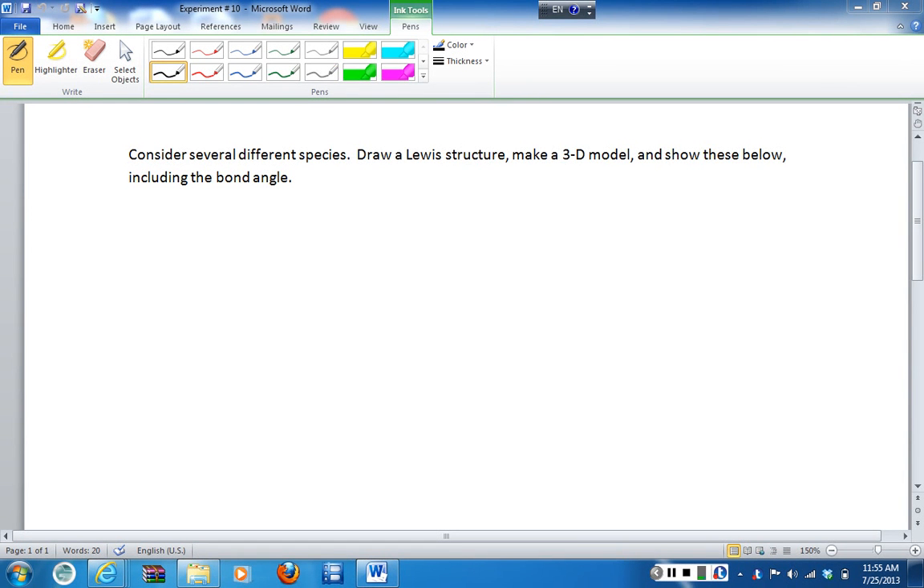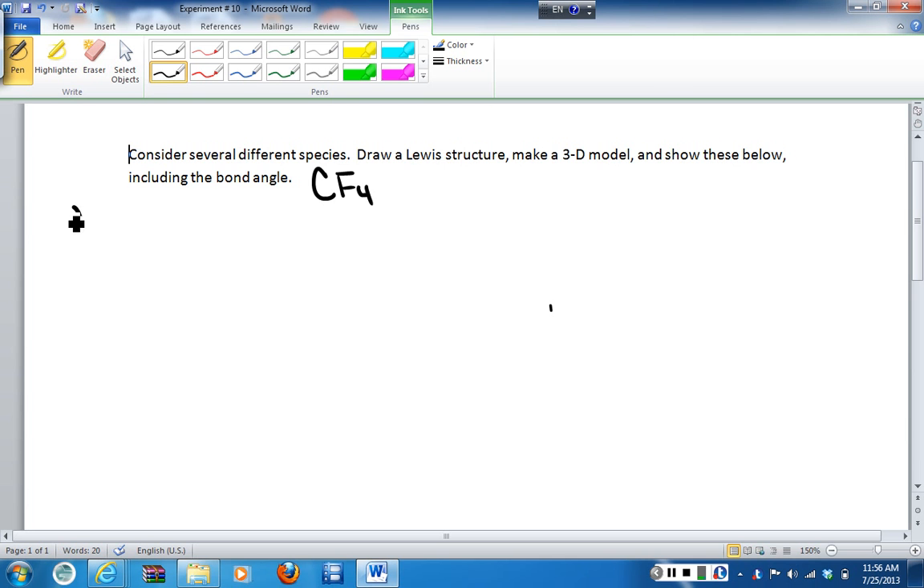Okay, so for the next problem in experiment number 10, we're asked to consider the Lewis structure of carbon tetrafluoride and also draw the 3D model and answer a few additional questions about the bond angle and polarity of this structure. So, if we first draw the Lewis structure, we know that the first thing that we have to do is count up the total number of valence electrons in the molecule.